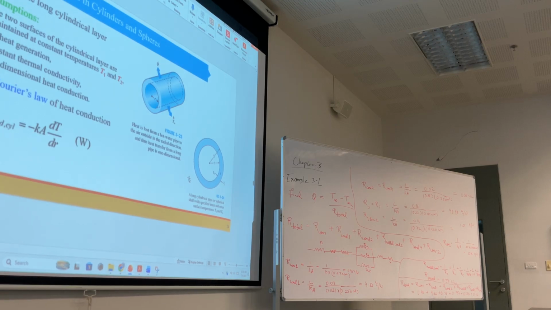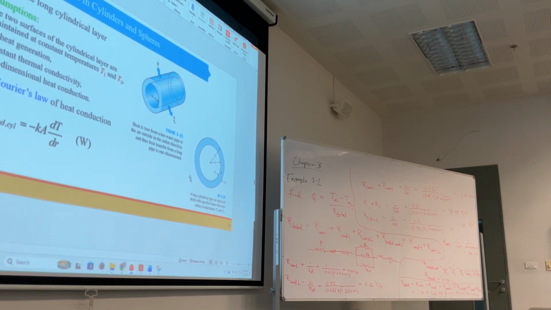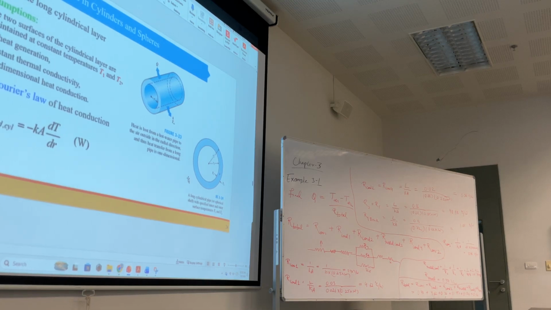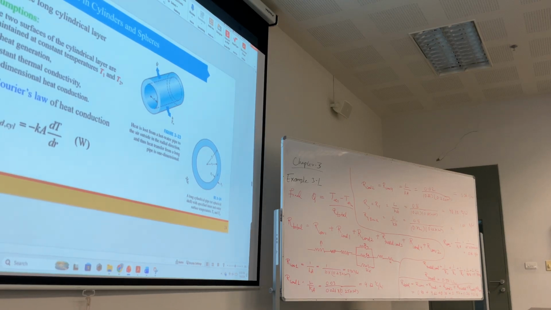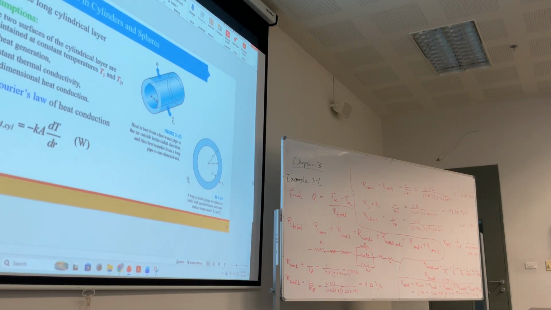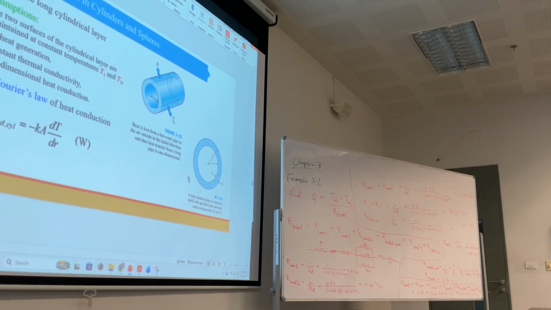Okay, so up until now we were studying heat transfer in walls. Okay, now if you want to apply this thermal resistance analogy in cylinder and sphere, and there are layers in the cylinder and sphere as well. Okay, so heat conduction in cylinders and spheres. Consider the long cylindrical layer.